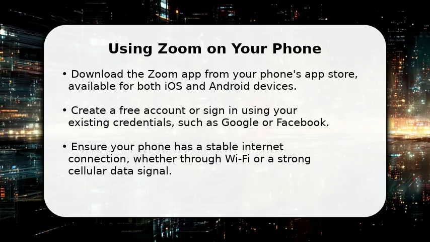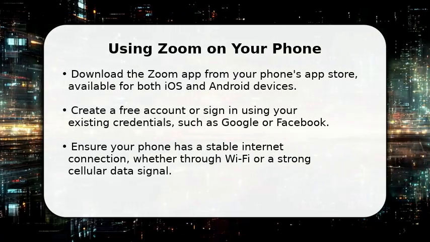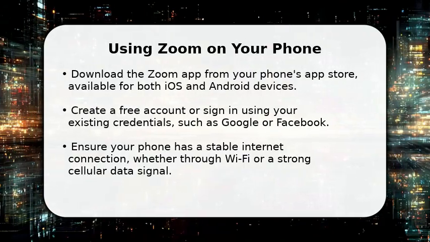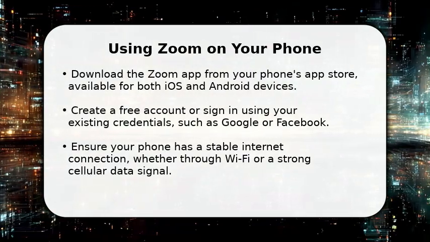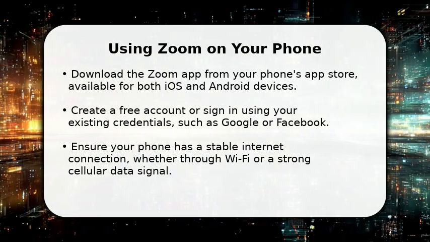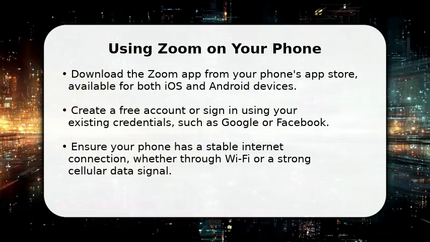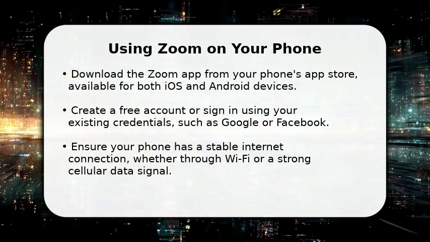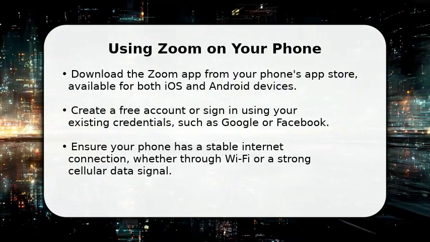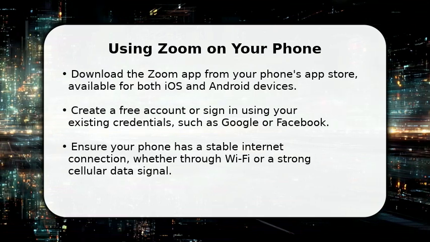In this video, I will explain how to use Zoom on your phone. First, you'll need to download the Zoom app from your device's app store. It's available for both Apple and Android phones. Once installed, either create a new free account or sign in with your existing details. Make sure your phone has a reliable internet connection, either Wi-Fi or cellular data, to ensure a smooth experience. This initial setup takes just a few moments.